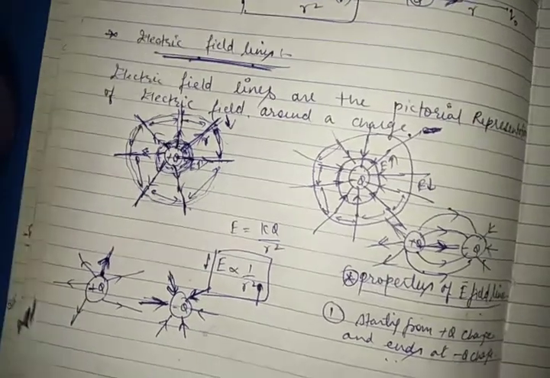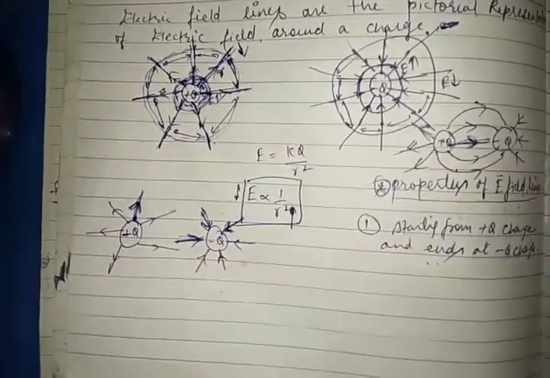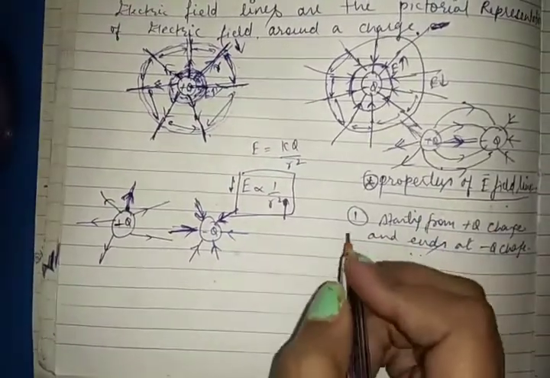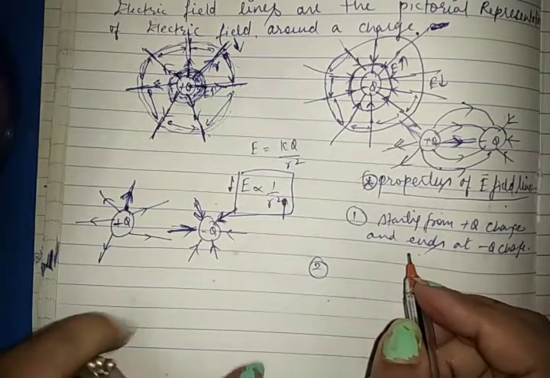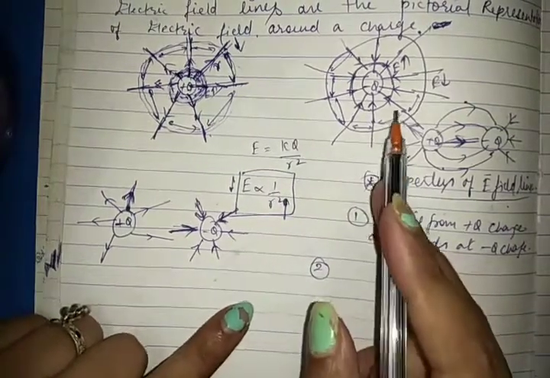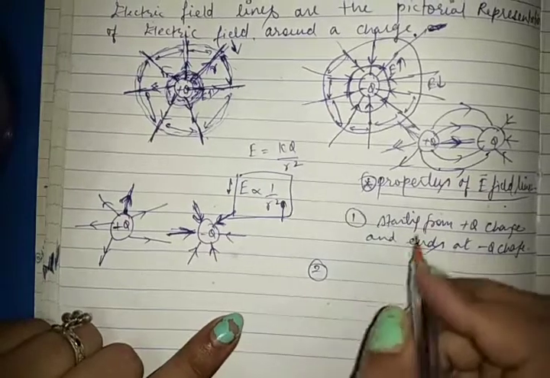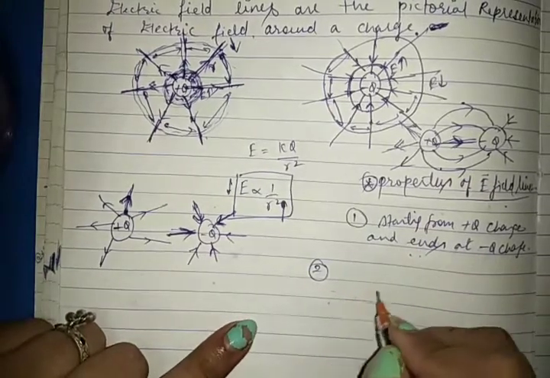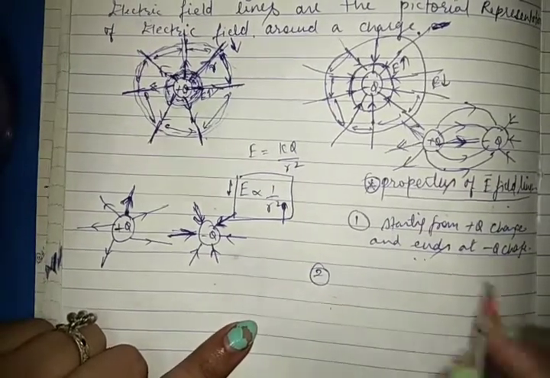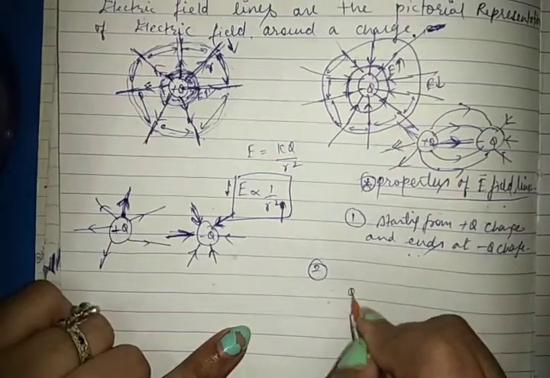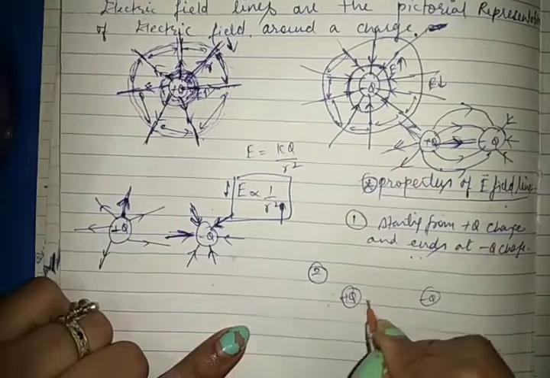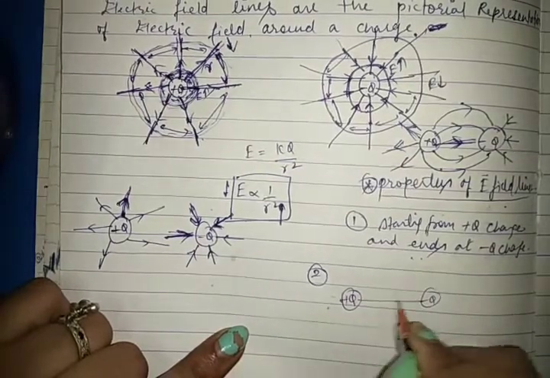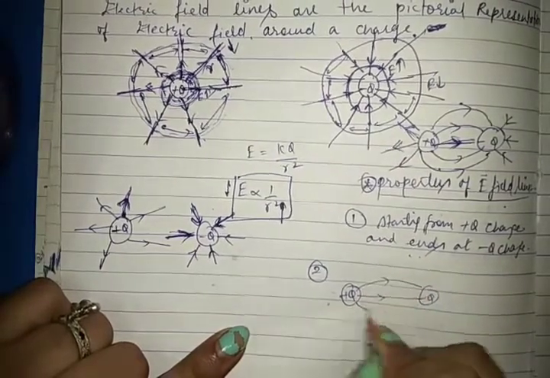The second property is that the tangent on the electric field line shows the direction of electric field. Obviously, as the electric field lines are a pictorial representation of electric field, the tangent on the electric field line denotes the direction of the electric field. That means if this is plus q charge and this is minus q charge, from plus q to minus q there will be an attraction electric field like this.